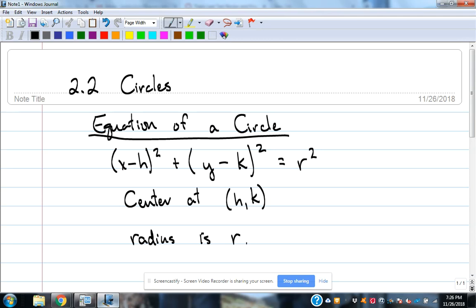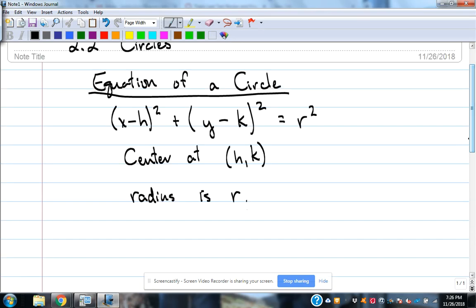So what we've got to be able to do is take this generic idea of an equation of a circle and what the center and the radius are, and then take that and find the center and radius from an equation.